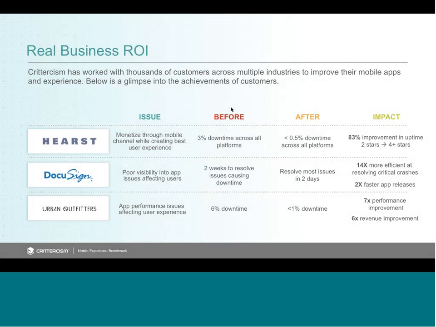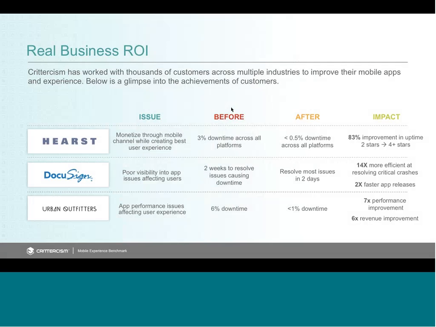We've worked with companies like Hearst, who were able to optimize their mobile apps. They have a huge number of mobile apps for all their different media channels. They started out with a crash rate of about 3%, and they were able to drop that to under 0.5%, with a corresponding improvement in star ratings and reviews.